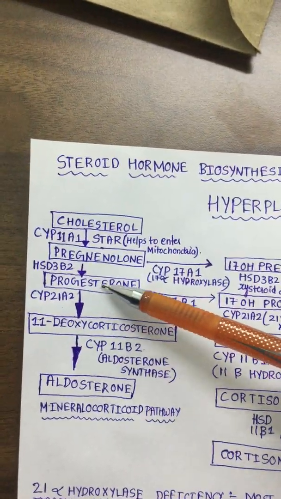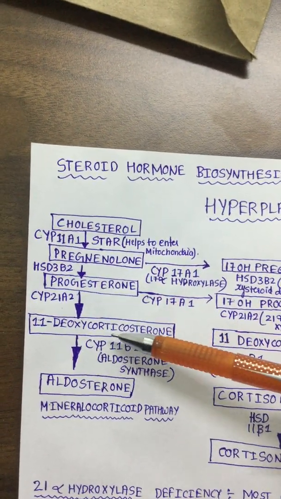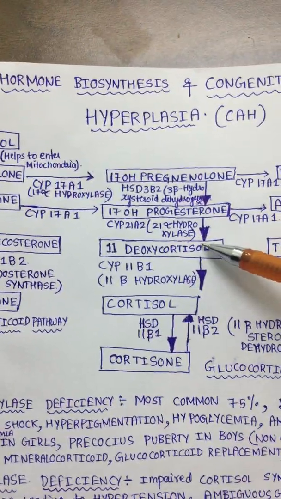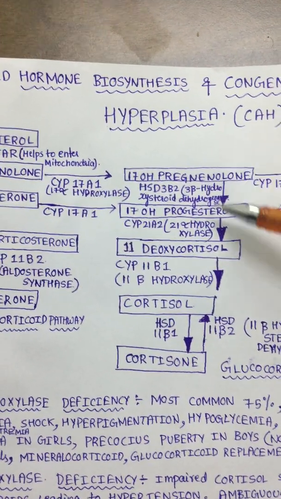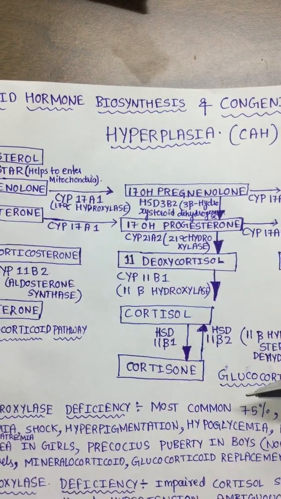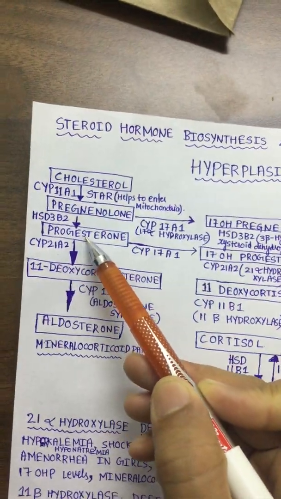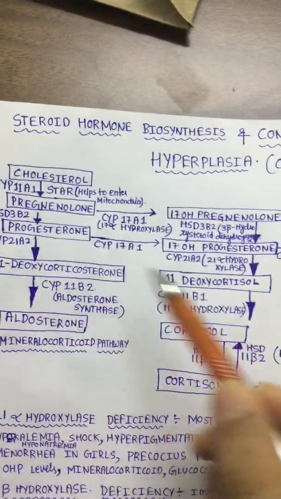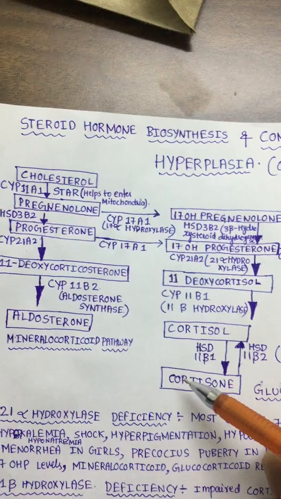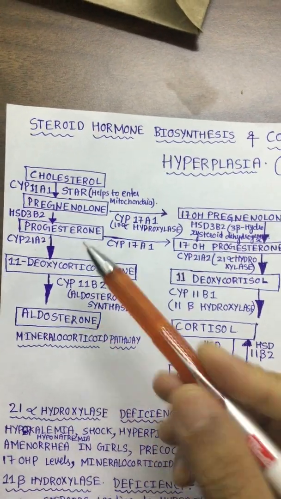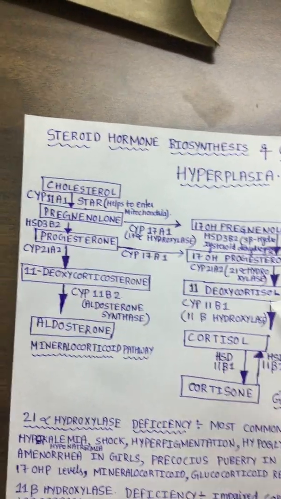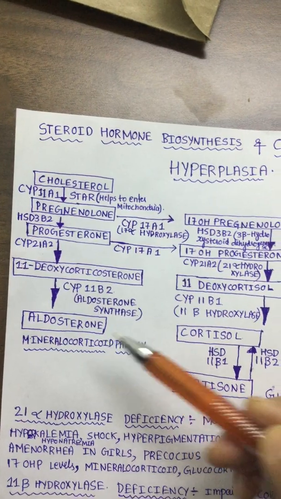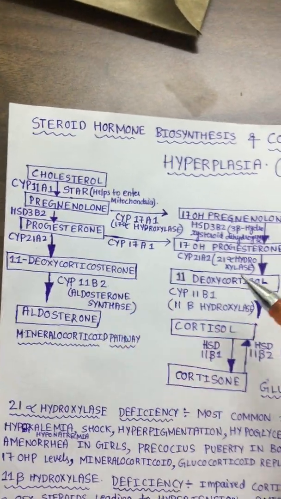You can see 21 alpha hydroxylase helps to convert progesterone into 11-deoxycorticosterone in the mineralocorticoid pathway, and 17 hydroxyprogesterone to 11-deoxycortisol in the synthesis of the glucocorticoids. So this enzyme is helpful in the synthesis of both cortisol and aldosterone. If this enzyme is deficient, there is a block here, and the mineralocorticoid and glucocorticoid synthesis cannot go further down this pathway.